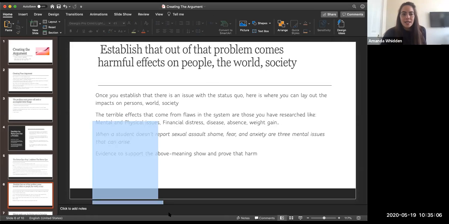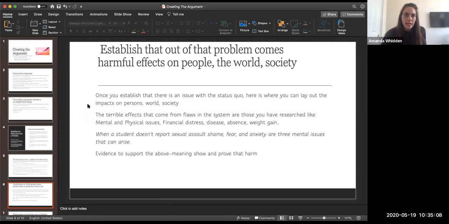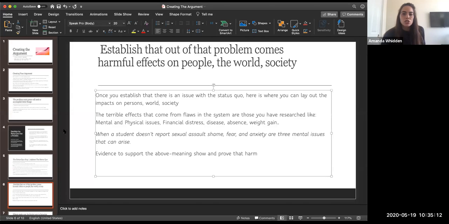And you can now start to utilize that language also, right? Once you establish there's an issue, we can say things like the terrible effects that come from these flaws, or the mental and physical issues that potentially come about. Is there financial distress, disease? Is there absence of being part of something, maybe being in school, not having health care? Is there weight gain or something that goes on? There are a lot of different negative effects that could potentially come out.